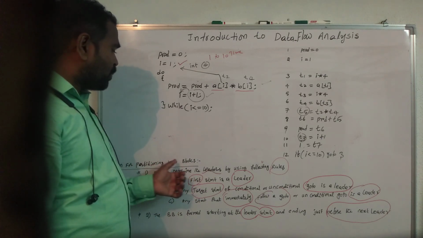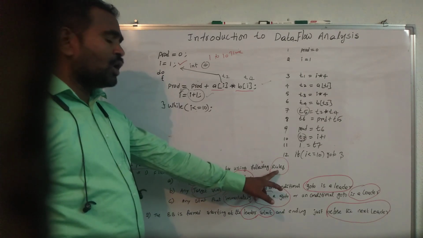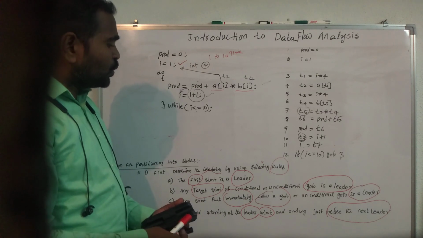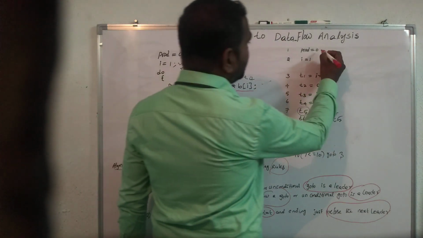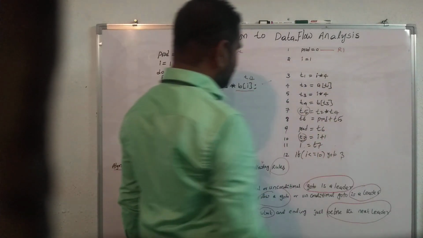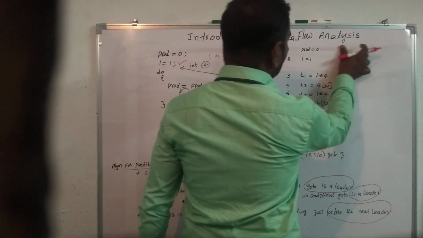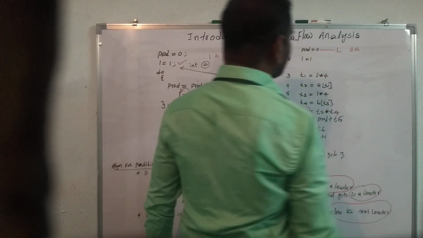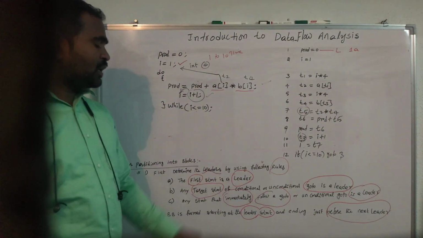If you want to partition into the basic blocks, you have to follow these particular rules. The first rule is: the first statement is a leader. Identify the leader first. So this is called a leader according to rule 1A. The first statement is a leader.